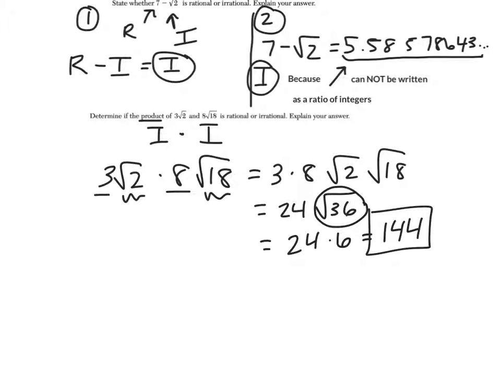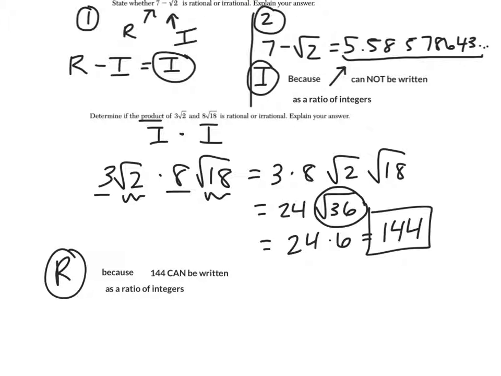So now we're using this number to decide if that's rational or irrational. 144 is rational because 144 can be written as a ratio of integers. 144 could be written as 144 over 1, which would make that a ratio. So the answer would be rational number.